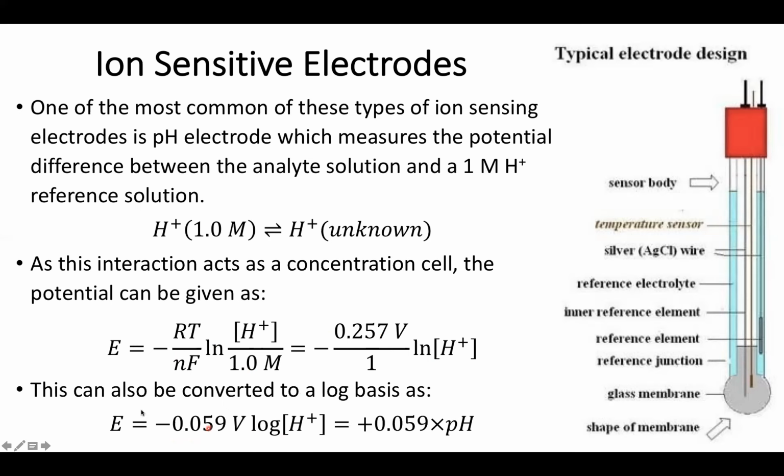But wait a minute. We now have a relationship between potential and the negative log of proton concentration. It turns out that potential is a very natural way to measure the pH using one of these electrodes. Again, assuming that you've maintained a healthy reference solution, your potential is just going to be equal to 0.059 times the pH of the solution. And so that's actually fairly convenient.